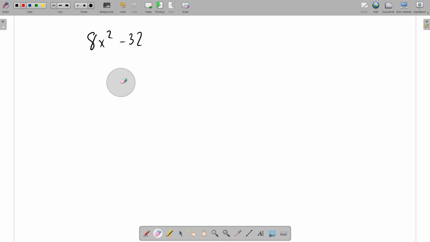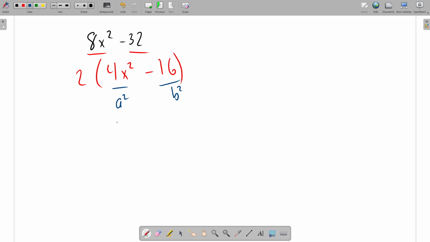Interesting. Is there something I can factor out that would turn this into a perfect square in both of these terms? They only share one other factor in common, and that's 2. If I take a 2 out, I'm left with 4x squared minus 16. Well, 4 is a perfect square, and 16 is also a perfect square. So if this is an a squared and this is a b squared, then my a must be equal to 2x, and my b must be equal to 4.